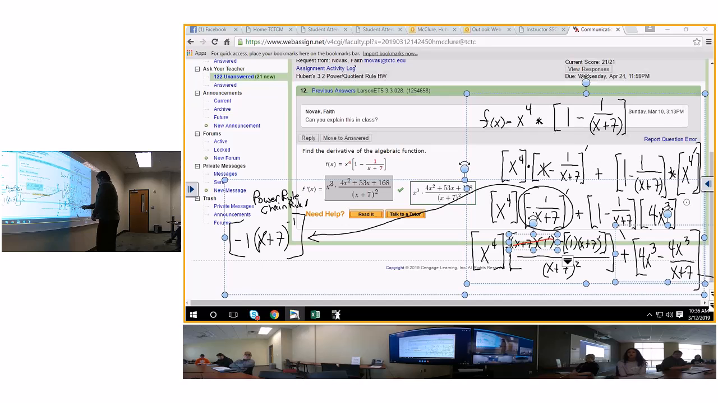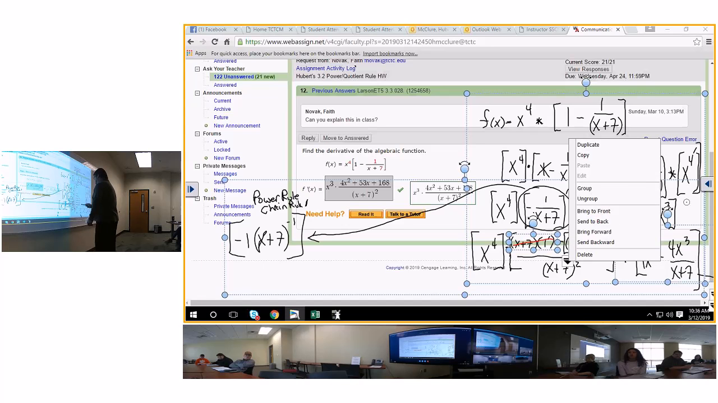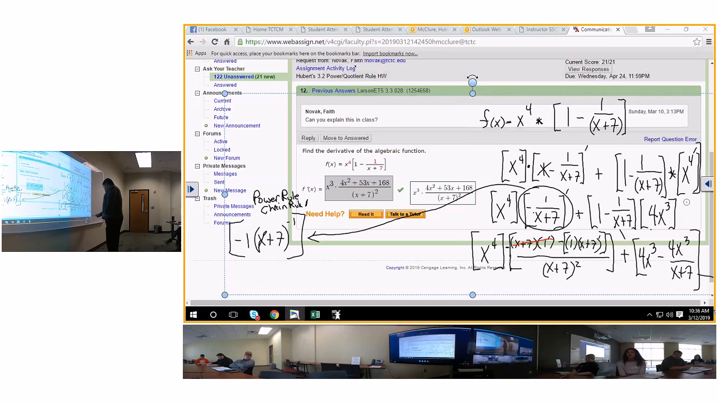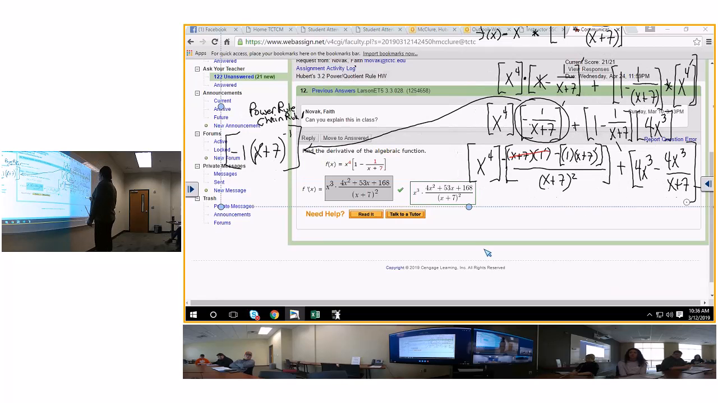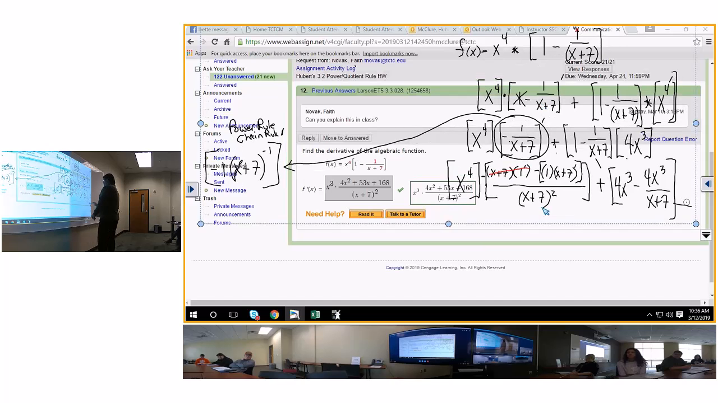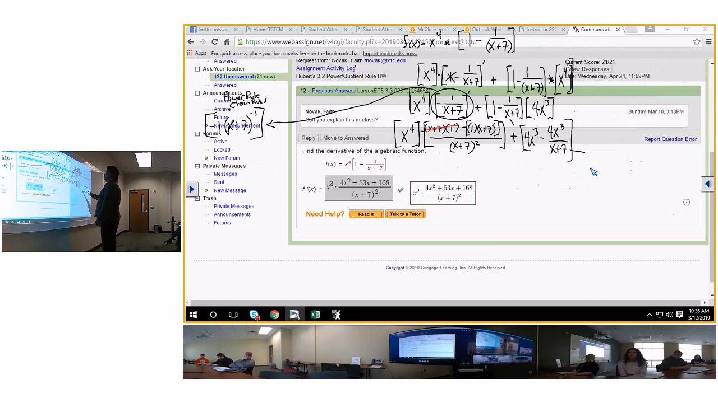And change that to a group. And make it smaller. Hold on, I'm trying to get it to where I can make it smaller. There we go.